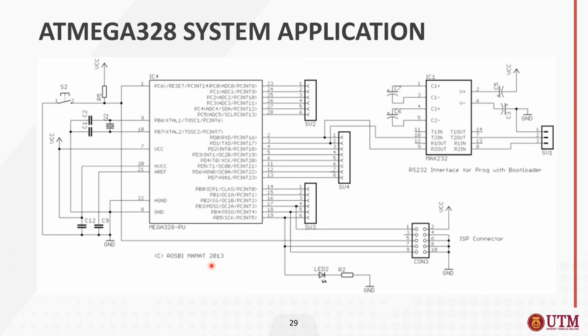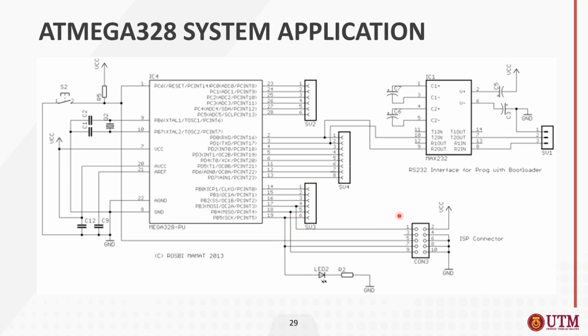Okay, so this is the Atmega 328 schematic diagram. This is the system application. As you can see here, this is the chip, and it is being used to connect to the Arduino. These are the analog pins, and these are the digital pins, another set of digital pins, and also the supply. This is the supply, and this is also a digital pin.